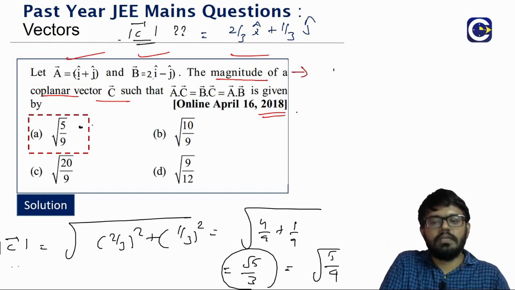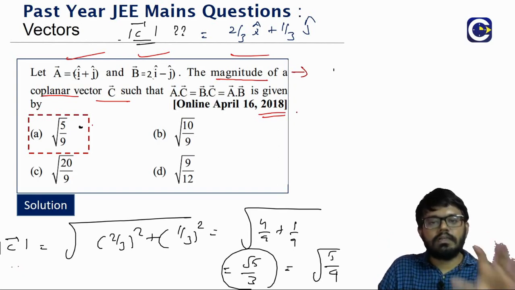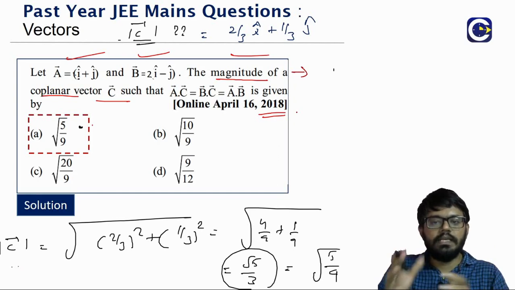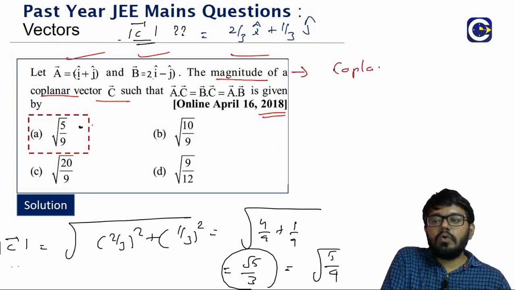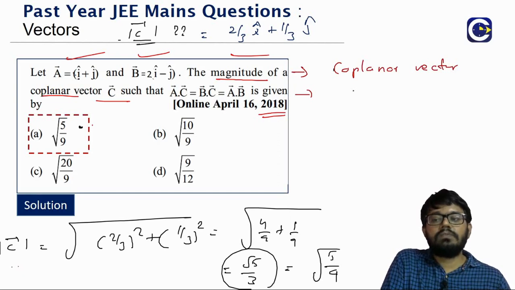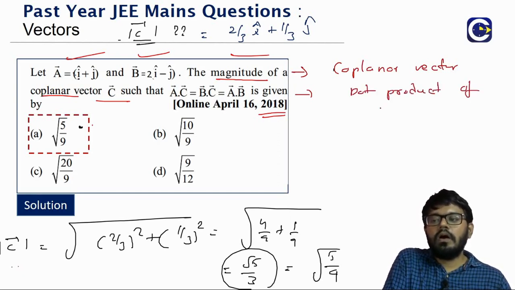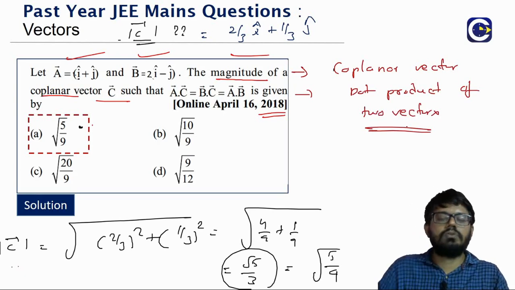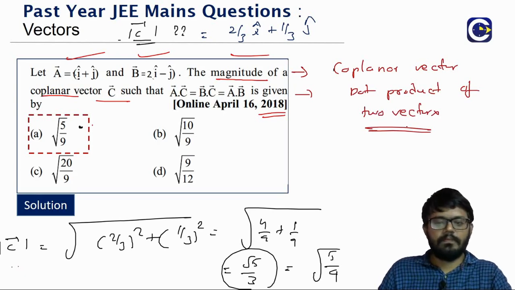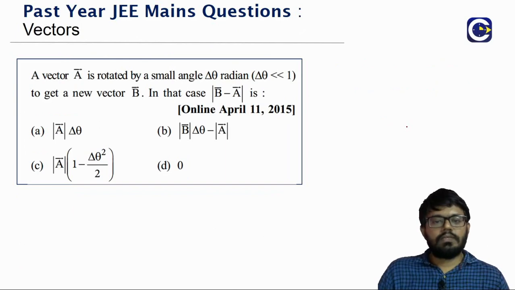Same way here also, whenever you solve a problem, you have to understand what is the concept or the idea that is used. So here what is it? First we have used, how do we represent a coplanar vector? That is one idea. The second idea is what? The dot product of two vectors. Using that we are able to solve the question. Okay. Let us go to the next one.